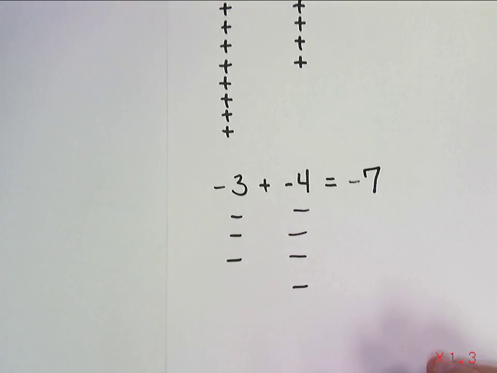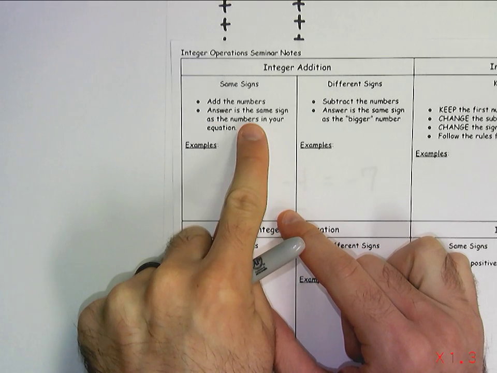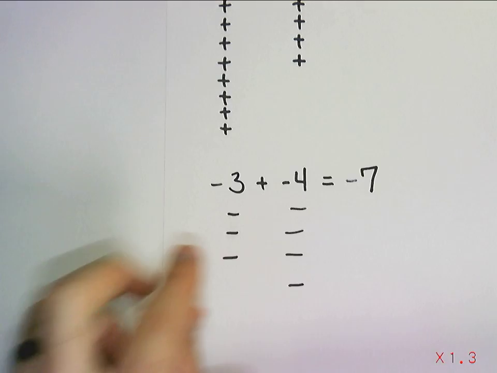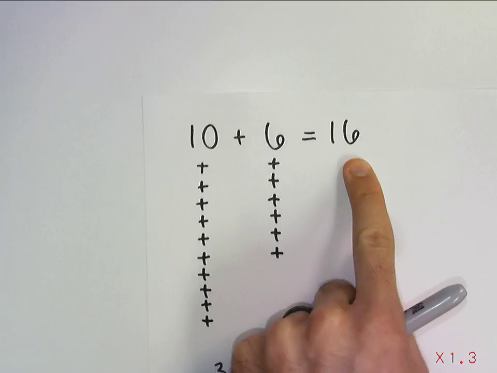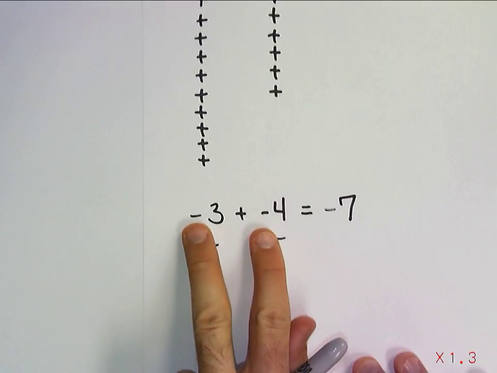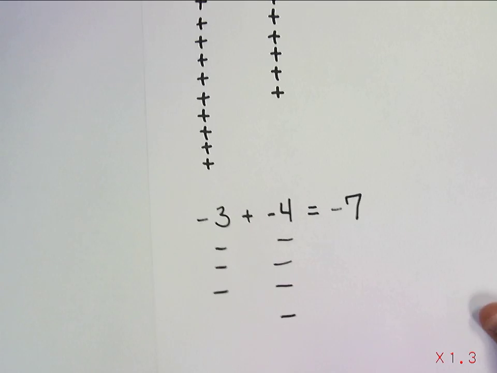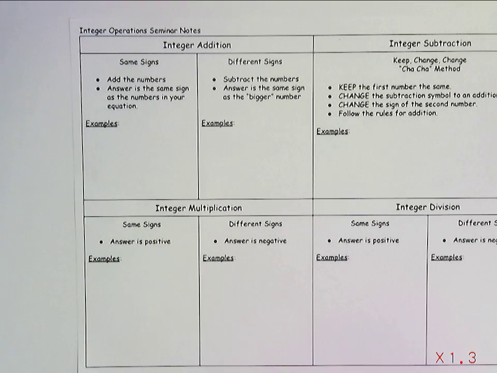So that's when we have integers with the same sign. Add the numbers and your answer is the same sign as the numbers in your equation. In this case, both were positive, which yields a positive answer. Down here, both were negative, and we get a negative answer. Then let's take a peek at the different signs when you're doing integer addition.